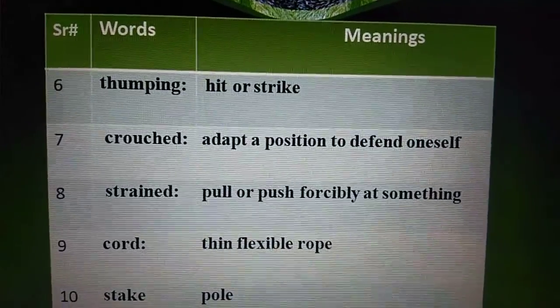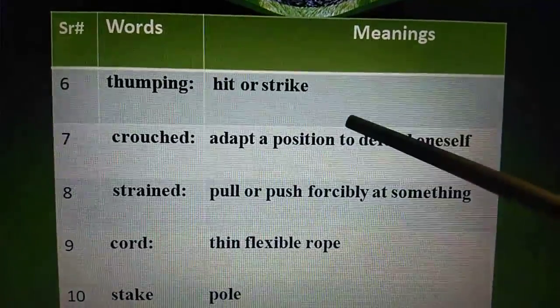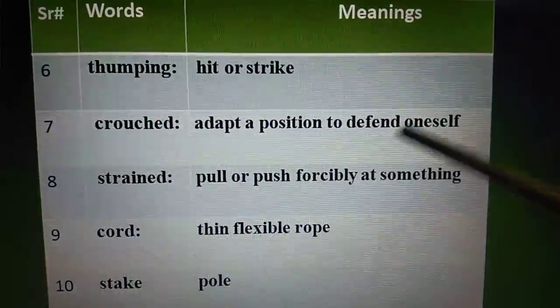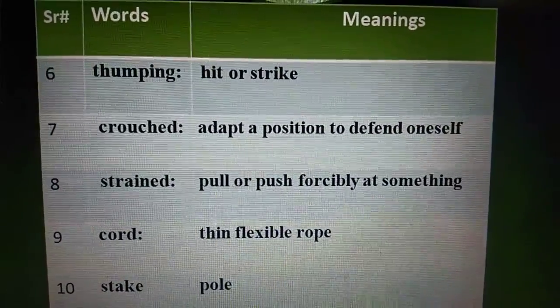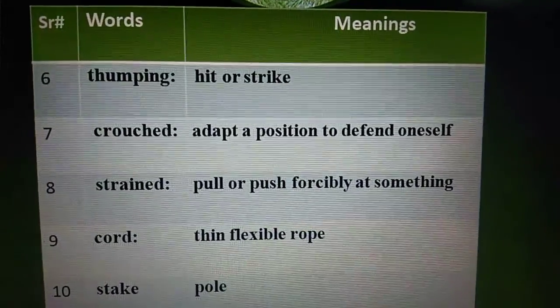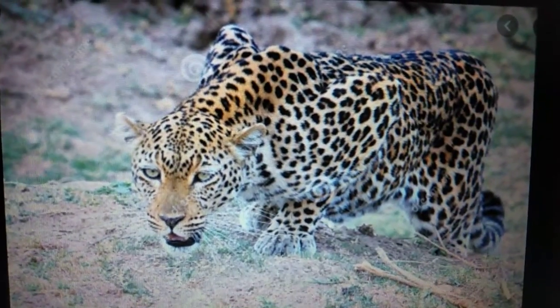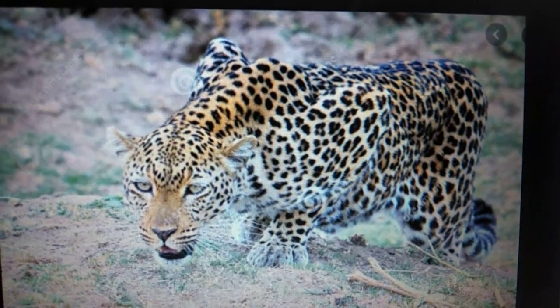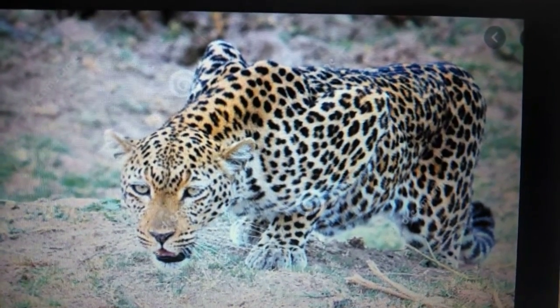Okay, next word is thumping. Hit or strike. Hit or strike is called thumping. Crouched, adopt a position to defend oneself. So how is the position of crouched called? Look at this image. This leopard is crouched. This position is called crouched. Now move to the next word.